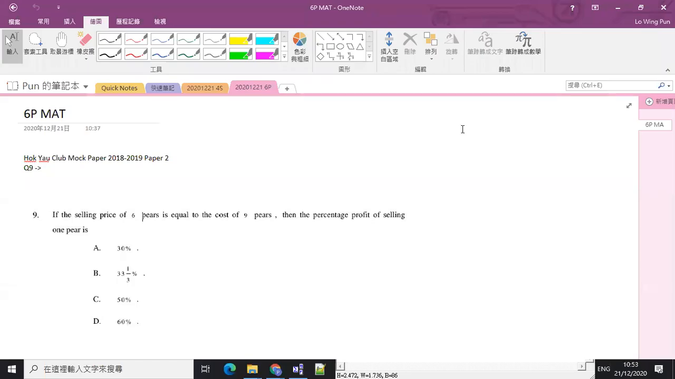So last week we were talking about the 2018 to 2019 Hot Yale Club mock paper 2. We stopped at question number 8, so today we are going to start with question number 9. This one is about selling price, cost price, and percentage profit.